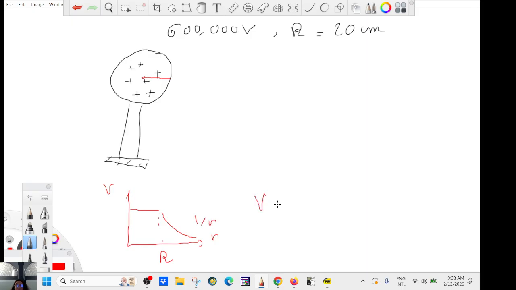So the equation is the voltage equals K, which is 9 times 10 to the 9, times the charge on the Van Graaff, for example, over the distance R. And it works also at that location here. So first the voltage is going to be very large, and then it's going to decrease as 1 over R.